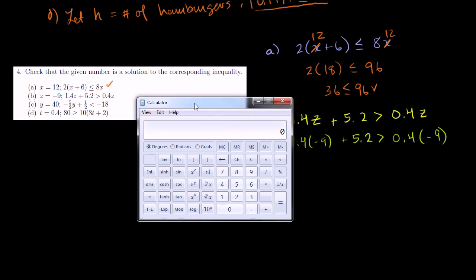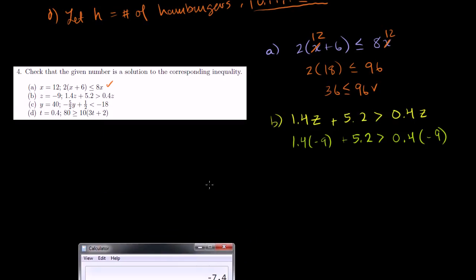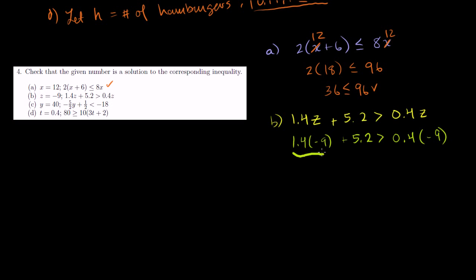So we have, on the left-hand side, 1.4 times 9 times negative 9. That's equal to minus 12.6. So this is minus 12.6 plus 5.2. Plus 5.2 is equal to negative 7.4. So this left-hand side is negative 7.4.